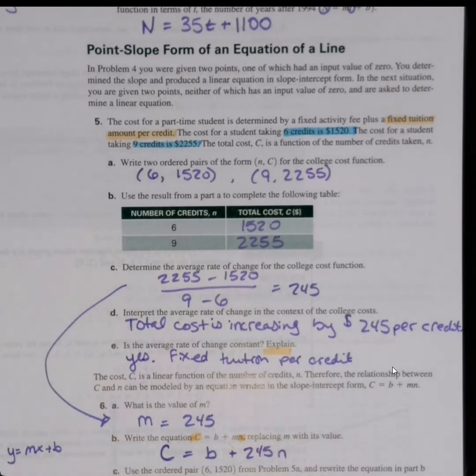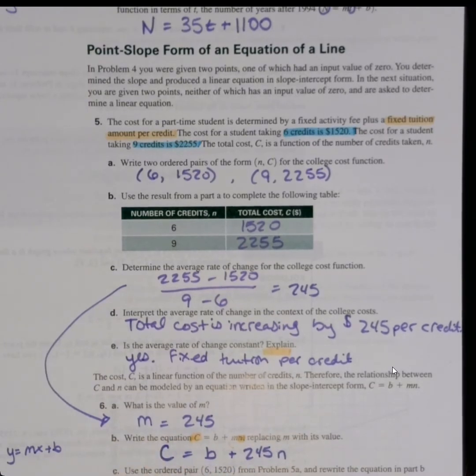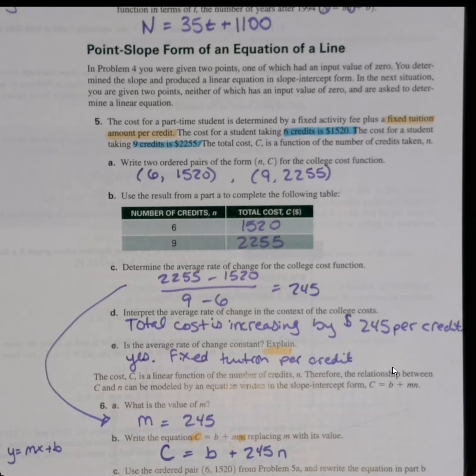Okay, so next we need to find B. And so to help us find B, they're walking us through the steps here. They say take the ordered pair, plug it in for input and output, and we're going to solve for B. So it doesn't matter which ordered pair actually, so I could choose. I'm going to use the one that they have suggested. It does not matter which one. Either one will get me the same result for B. So 6 is the input, 1520 is the output. So I'll have 1520 equals B plus 245N.